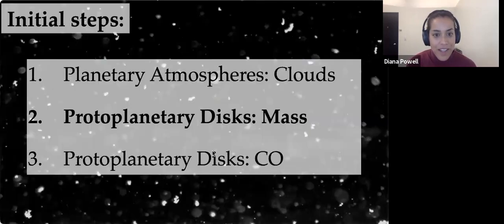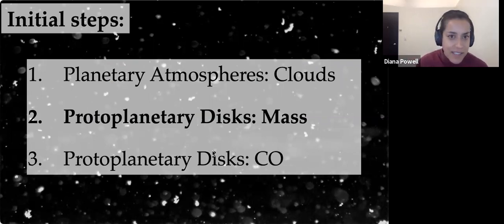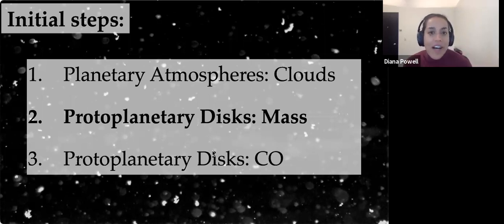Okay. So I'd love to talk about clouds more, especially because they're so important in understanding substellar atmospheres, which is important in constraining planetary properties. But for now, let's turn our attention to protoplanetary disks, which are the locations of planet formation. And I'll start by talking about the interesting question of how much total mass is present in these systems.